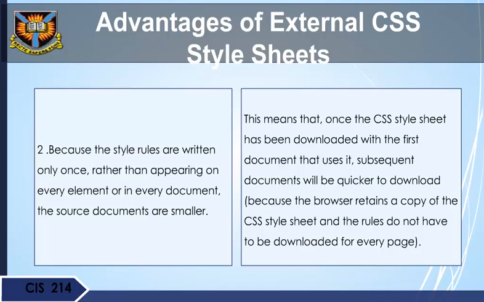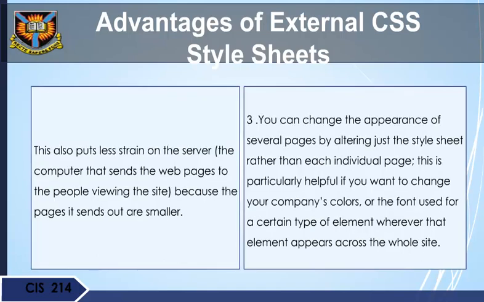2. Because the style rules are written only once, rather than appearing on every element or in every document, the source documents are smaller. This means that once the CSS style sheet has been downloaded with the first document that uses it, subsequent documents will be quicker to download because the browser retains a copy of the CSS style sheet and the rules do not have to be downloaded for every page. This also puts less strain on the server, the computer that sends the web pages to the people viewing the site, because the pages it sends out are smaller.